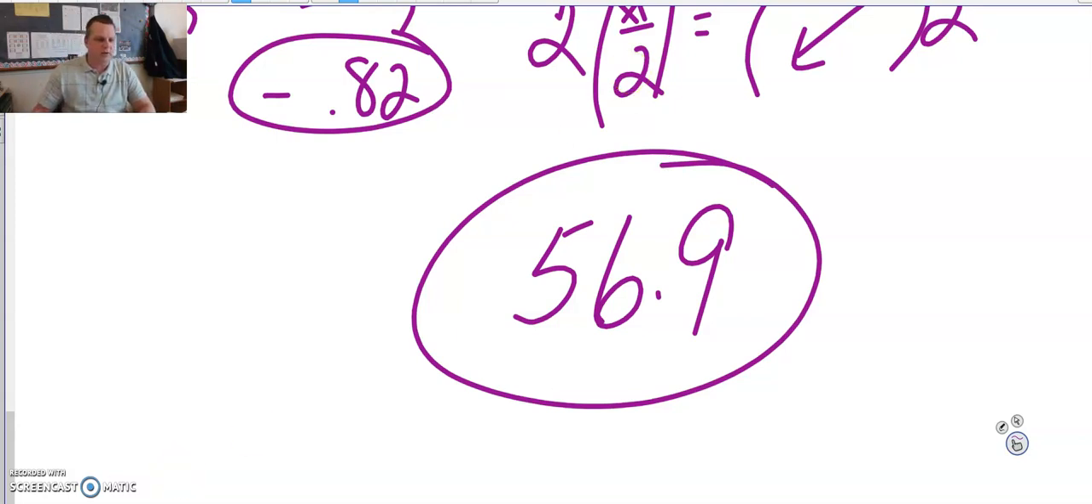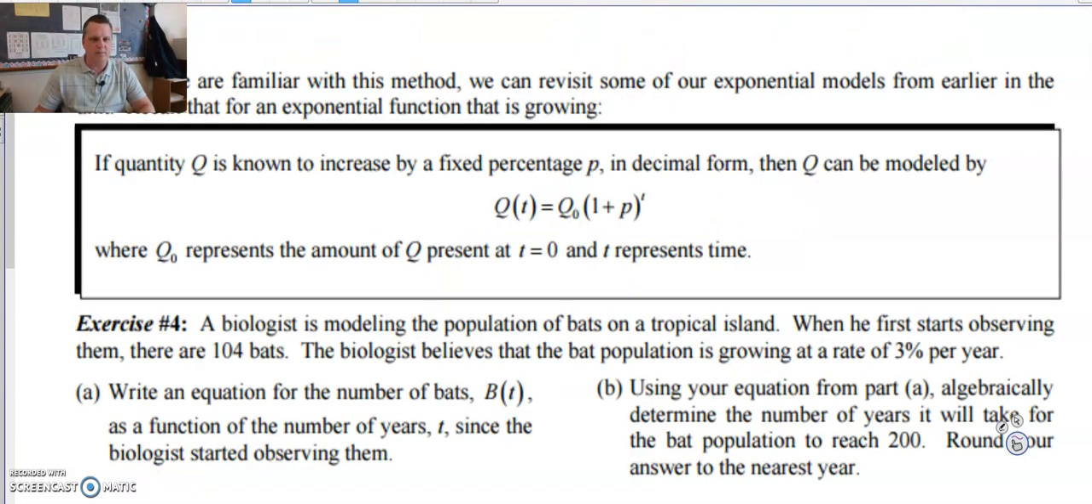All right, now we're moving on to a concept that we've already seen. Okay? But we don't like this formula. I don't like it. So this is your growth and decay.